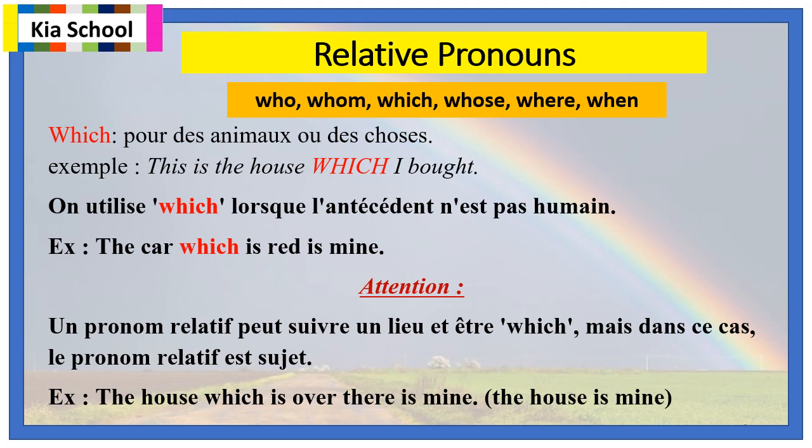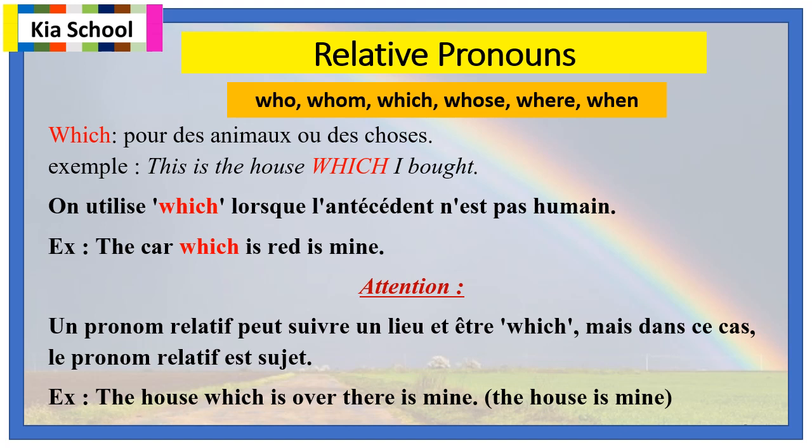Maintenant, which, pour des animaux ou des choses. Exemple. This is the house which I bought. On utilise which lorsque l'antécédent n'est pas humain. Exemple. The car which is red is mine.